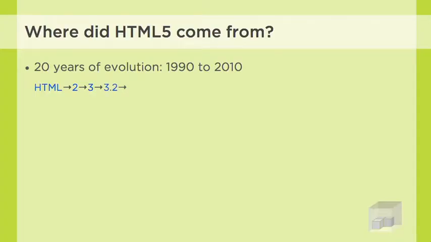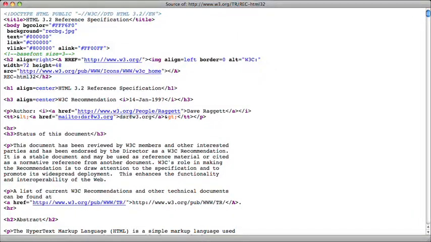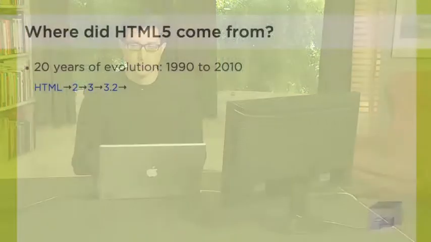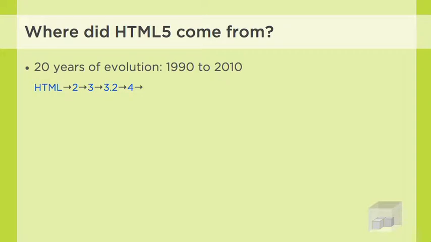And HTML 3.2 was the result of a lot of that kind of discussion. It was really where we started to see convergence of HTML across different browsers, implementations, and the specifications. This was a really great time for web developers because you could start writing HTML that worked in every browser. The evolution of HTML continued.